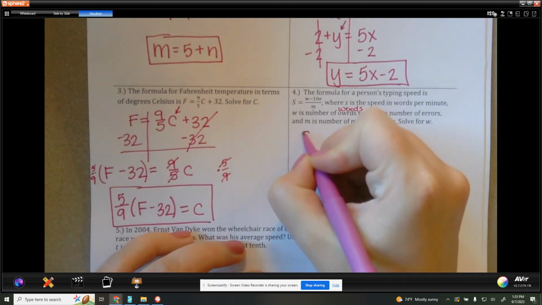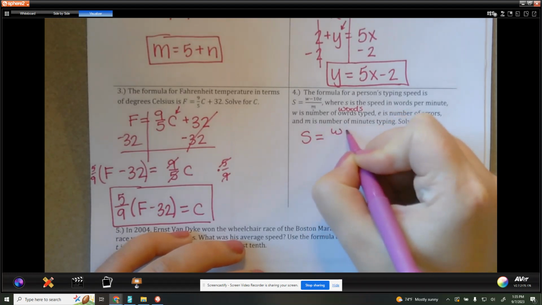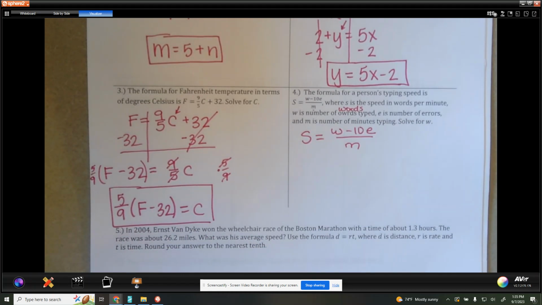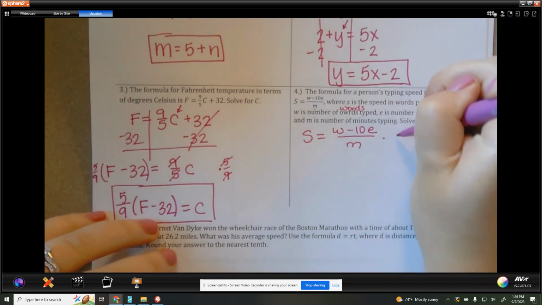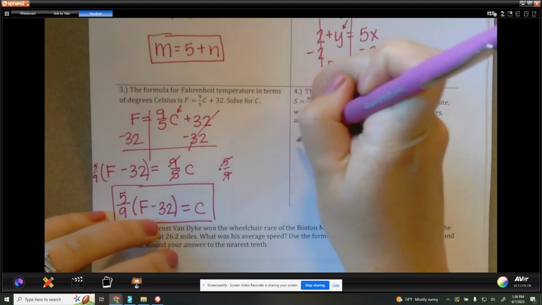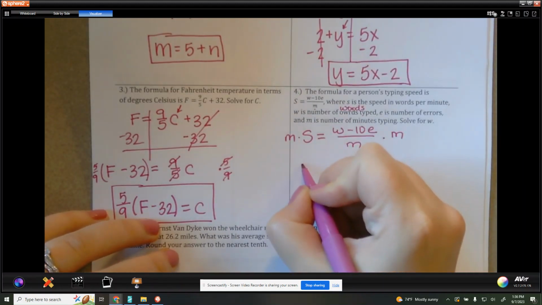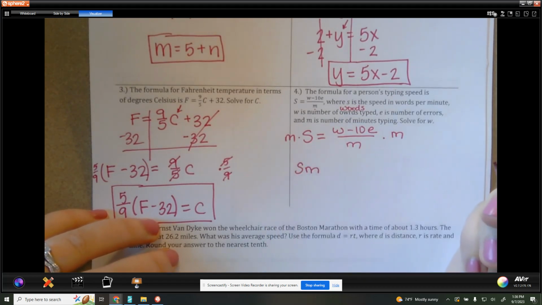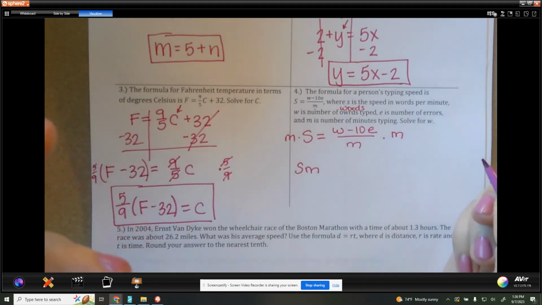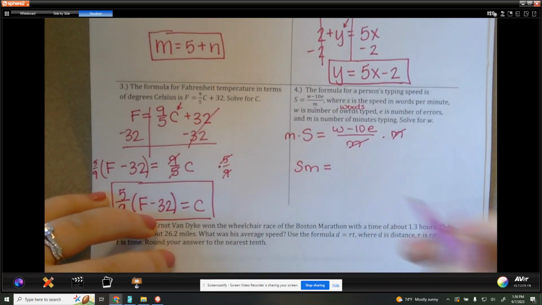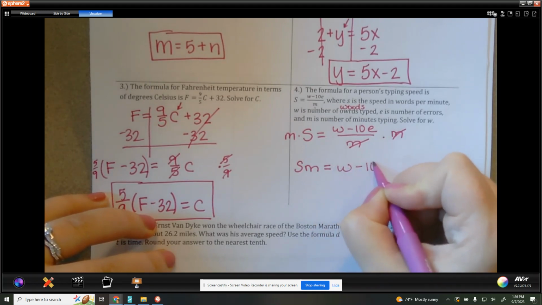All right, so I'm going to rewrite this. S equals W minus 10e all over m. What's bugging you in this equation? It's bugging me too. It's that m down there in the fraction, right? Let's get rid of it. Undo dividing by m by multiplying by m on both sides. So we have s times m, I'm just going to write sm, or you could write ms, it does not matter, really. We're multiplying. Equals, these m's are gone, so I have w minus 10e.